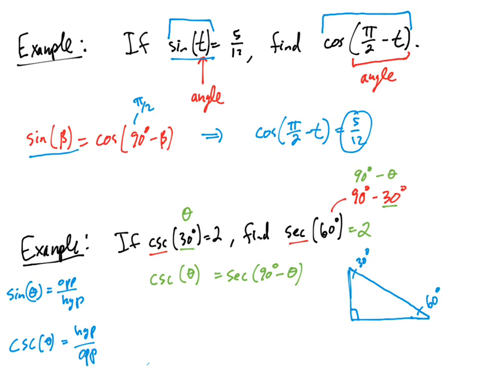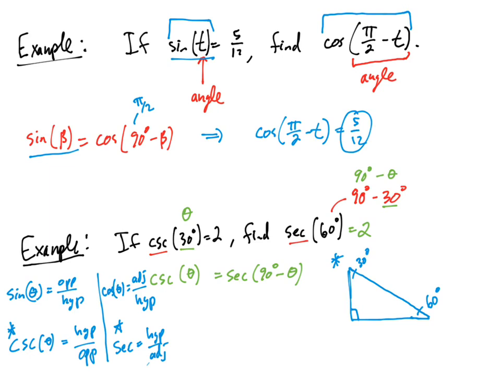Similarly, secant is the reciprocal of cosine. So cosine of some angle is the adjacent side over the hypotenuse. Secant is the reciprocal of that. Okay, so these are the two ratios we're going to need over here when we visualize this.